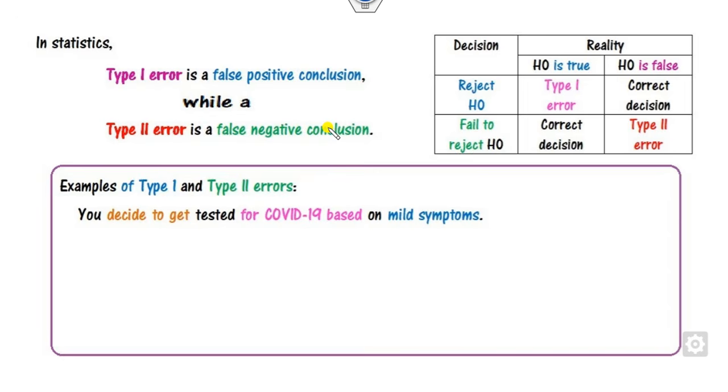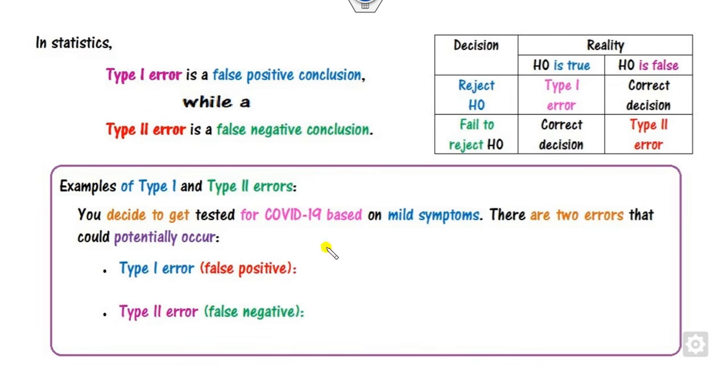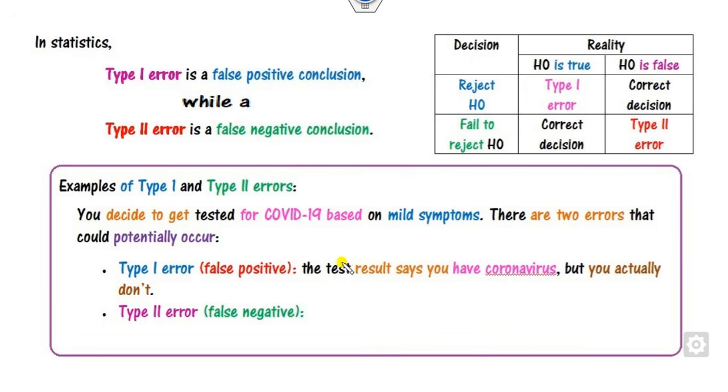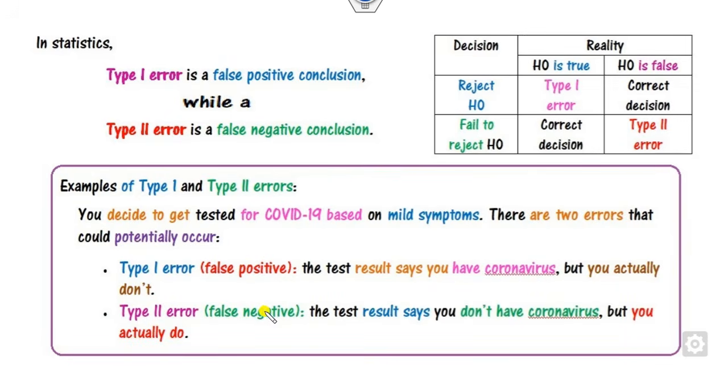Look at the same example related to COVID-19. You have two kinds of error, a false positive and a false negative. False positive is when the result says you have the coronavirus, but actually you don't have it. You have a false positive result. On the other hand, if the result says you don't have coronavirus, but actually you do, that again is an error we call type 2 error.